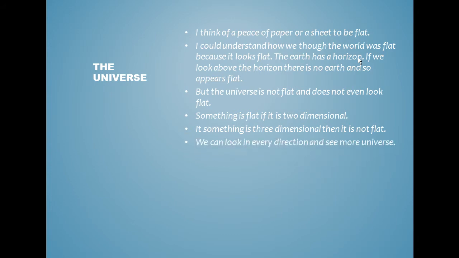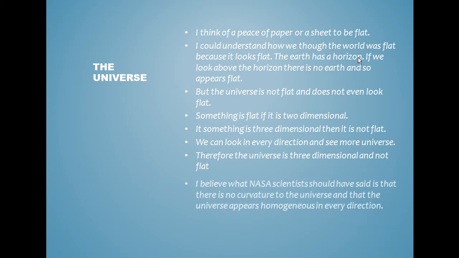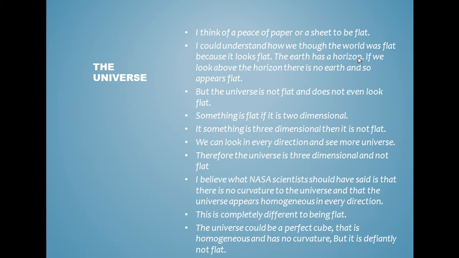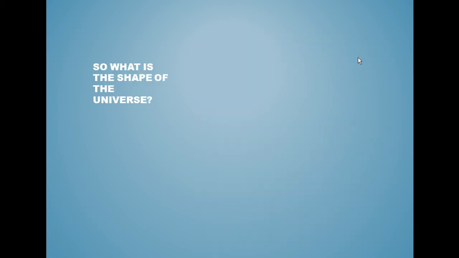I'm sorry I'm labouring the point, but I believe firmly that the universe is not flat. The universe is an evenly distributed mass of particles, which I'll explain more later. Therefore, the universe is three-dimensional and not flat. I believe that NASA scientists should have said that there is no curvature to the universe and that the universe appears homogeneous in every direction. This is completely different to being flat. The universe could be a perfect cube that is homogeneous in every direction and has no curvature, but that is definitely not flat. Okay, so I hope everyone's still following me and I haven't pissed anyone off yet, but this is just my ideas, and I'll move on to why this is relevant for unified theory.